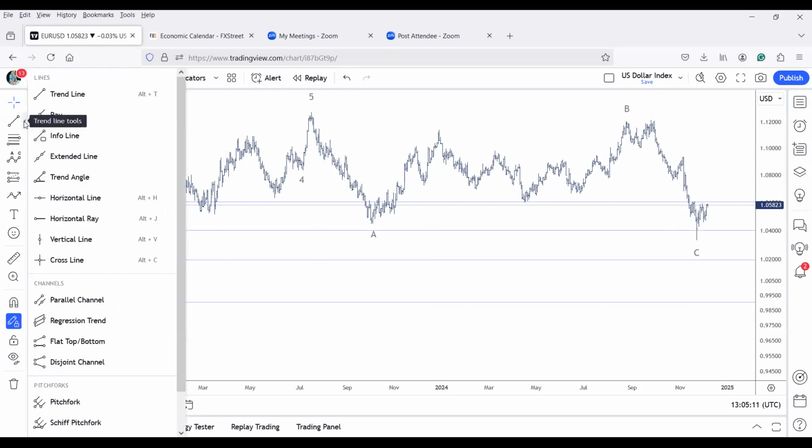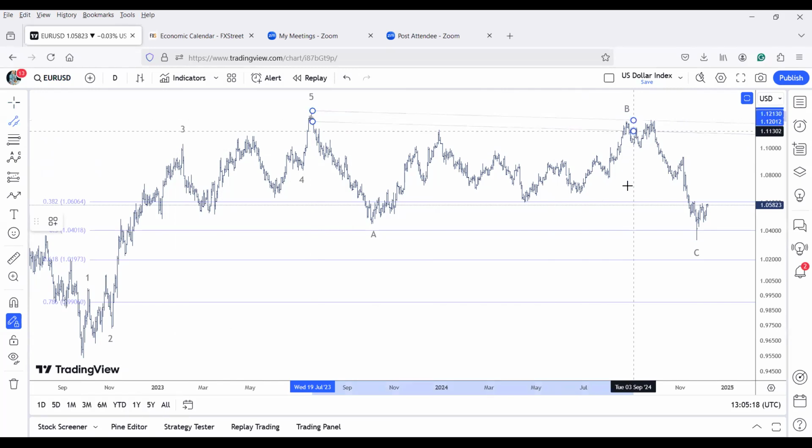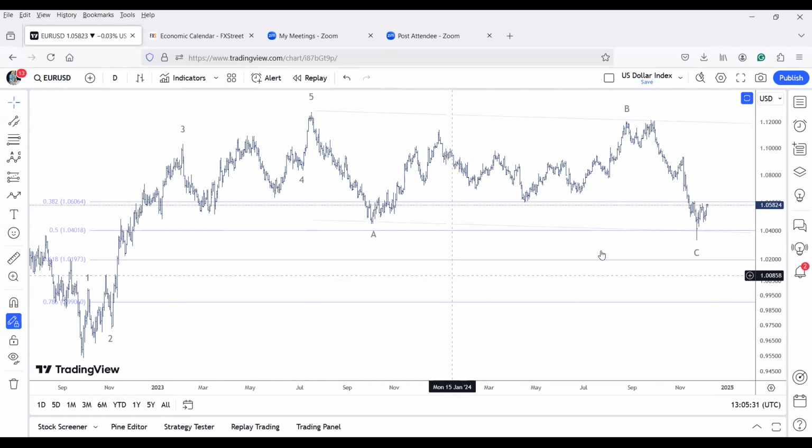There is enough price evidence suggesting that the corrective move is done. I'm drawing a channel here. You see the channel has been tested here. That is the first proof. The second proof is the Fibonacci ratios: the entire rally, 1, 2, 3, 4, and 5, is settling down around the 50% Fibonacci ratio here. That is proof number 2.